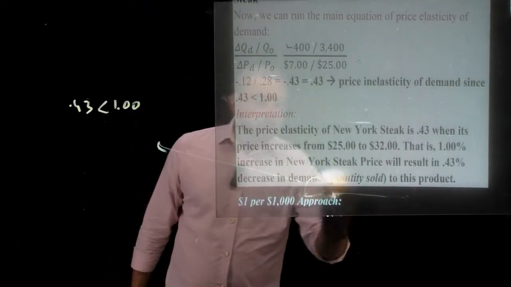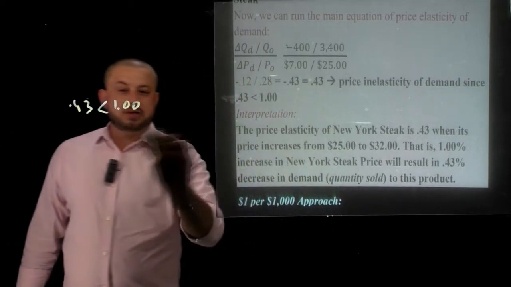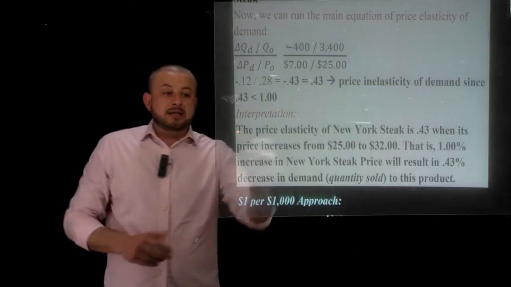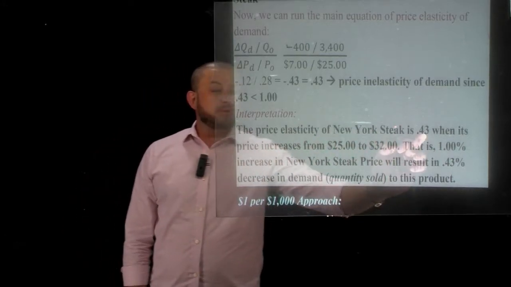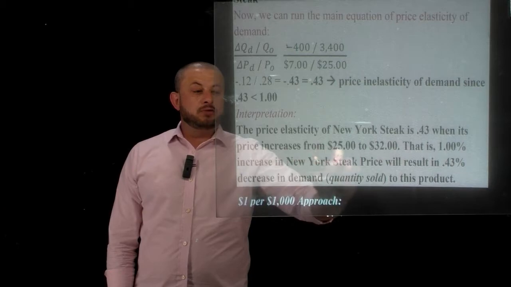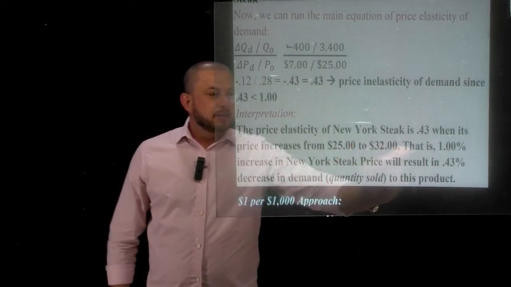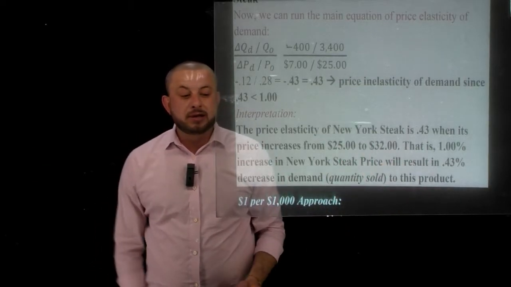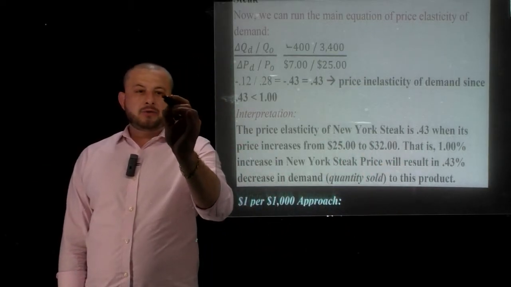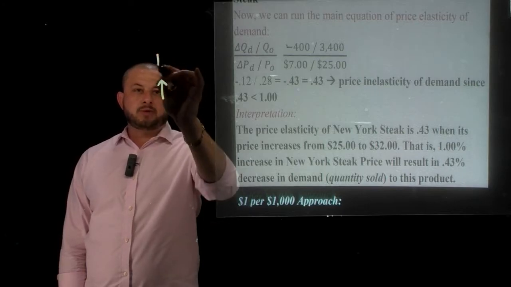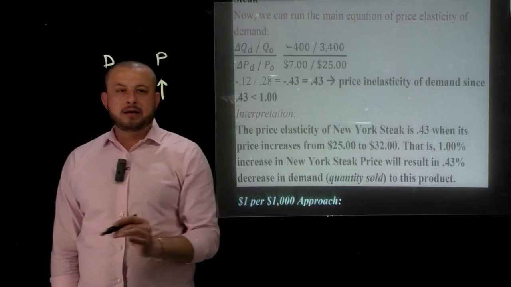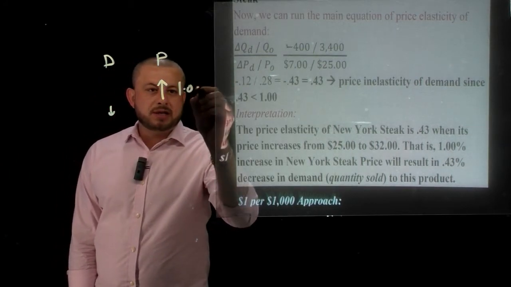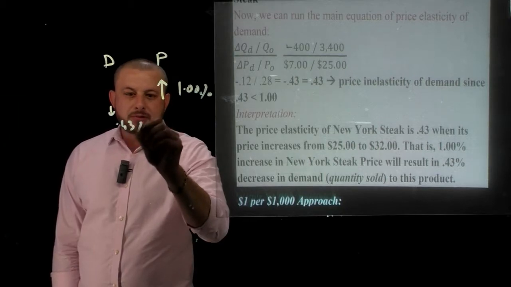Take a look at my interpretation right here. This is a great interpretation that everybody should understand and be able to do. The price elasticity of a New York steak is 0.43 when its price increases from $25 to $32. That is, a 1% increase in New York steak price will result in a 0.43% decrease in demand. So I can increase the price by 1%, and the demand will fall by less than the price increase: a 1% increase versus 0.43%.